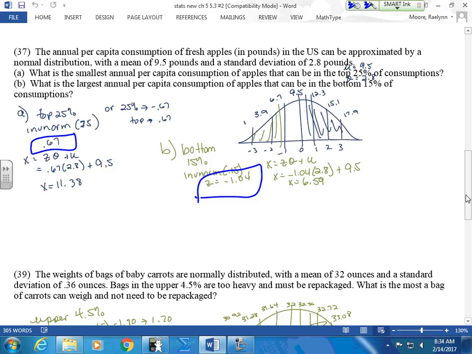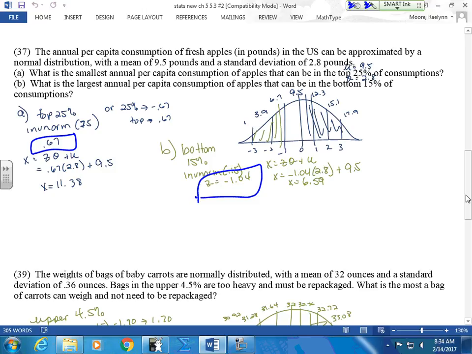So the top 25, we looked that up before, in the last problem. If you already looked up your z-score for the last problem, top 25, right? Because we had 25 on the bottom, 25 on the top. Don't even look it up again. You know it's 0.67. You know what that is.